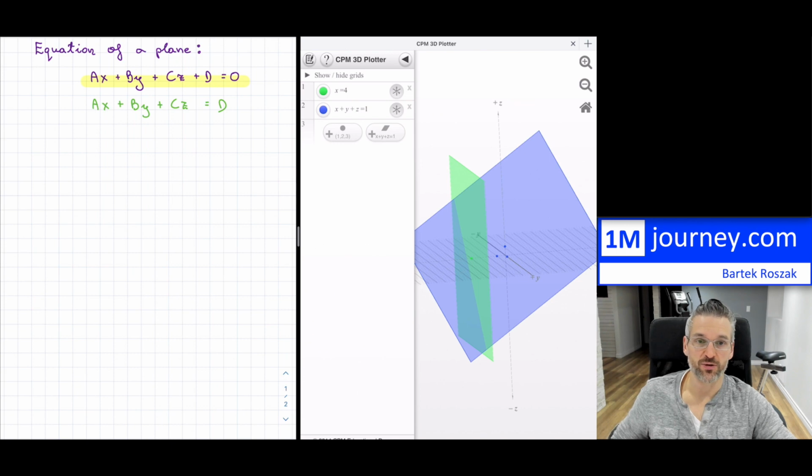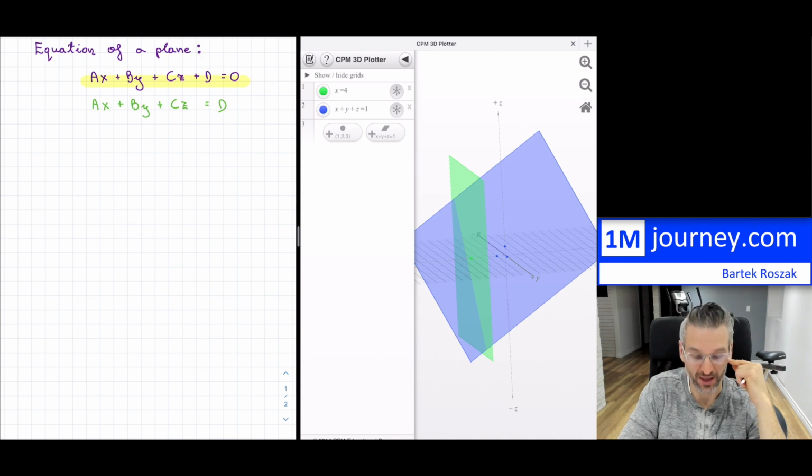On the right hand side of the screen, you're actually seeing the CPM 3D plotter. I have used math3d.org, which is a great tool, and I'm very thankful that they put it up and it's free online. I'm going to try it out in this video. The goal is to make things visual for you so that you can see how these particular planes can be plotted within the X, Y, and Z axes.